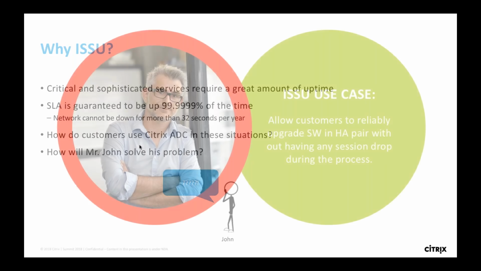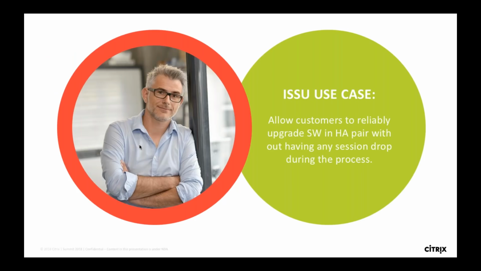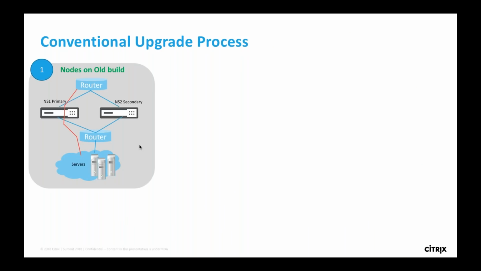So this is where in-service software upgrade comes into the picture and comes to Mr. John's rescue. In-service software upgrade ensures that there is no session drop during the upgrade process with ISSU. So now John will be able to upgrade with zero downtime. So the use case here is to allow customers to reliably upgrade software in an HA pair without having any session drop during the process. This is the use case that is addressed by ISSU. Let us look at the problem that was existing in ADC before 13.2.